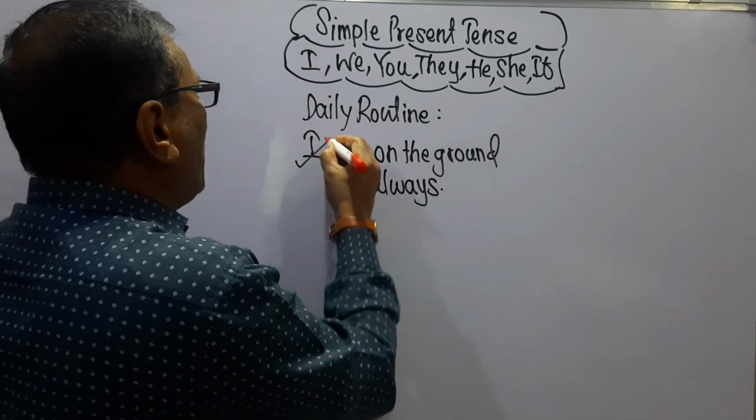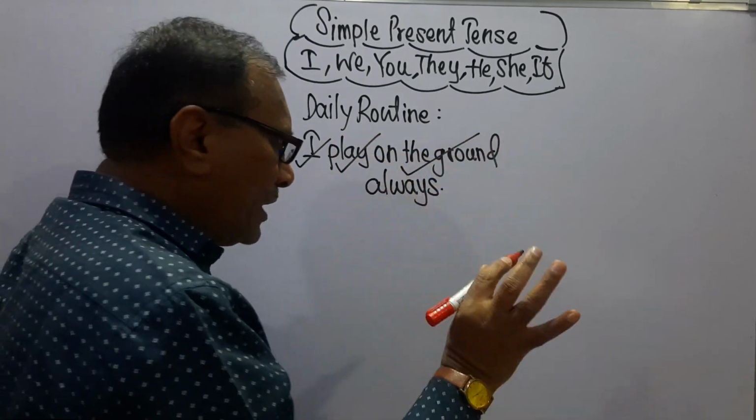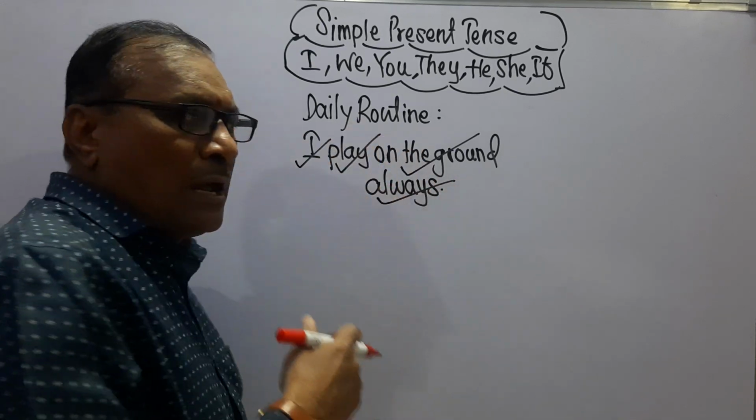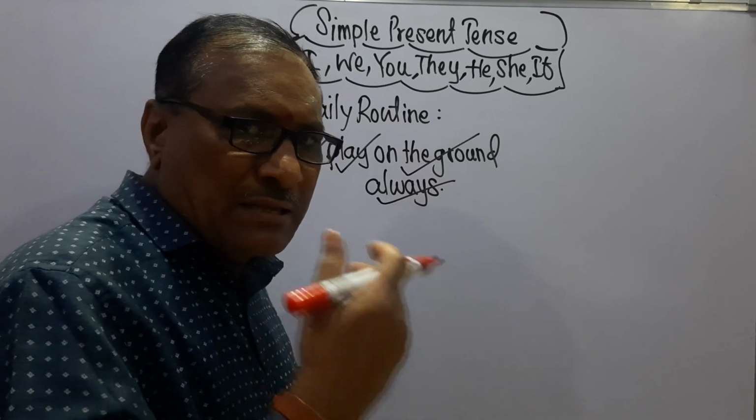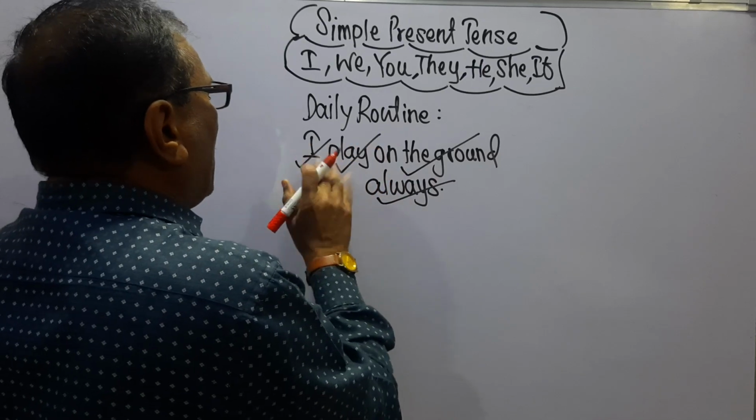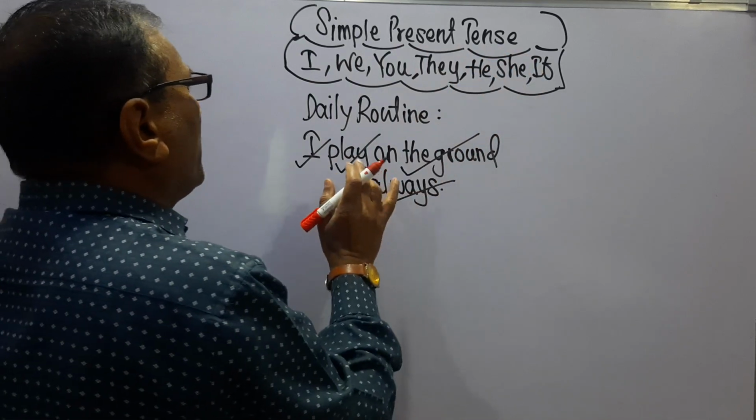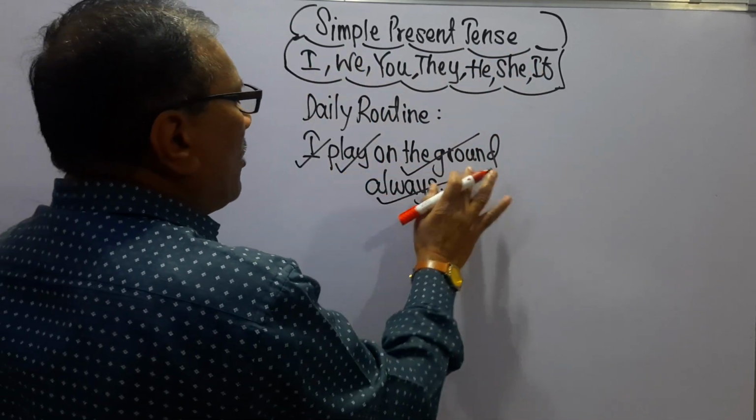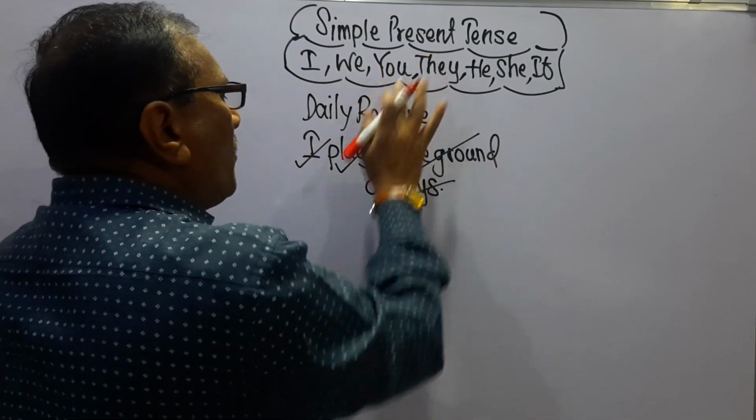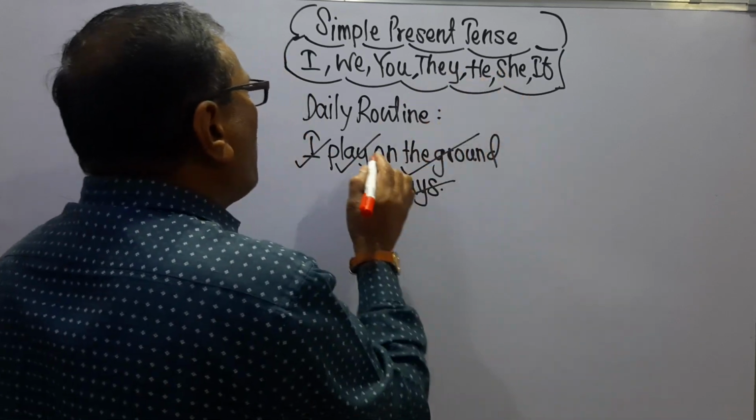So this is the subject, this is the main verb, this is the objective phrase, that is the object, and this is the complement. Here we can speak and write in this way. We can make many examples with all these subjects. I play on the ground always, we play on the ground always, you play on the ground always, they play on the ground always, he plays.